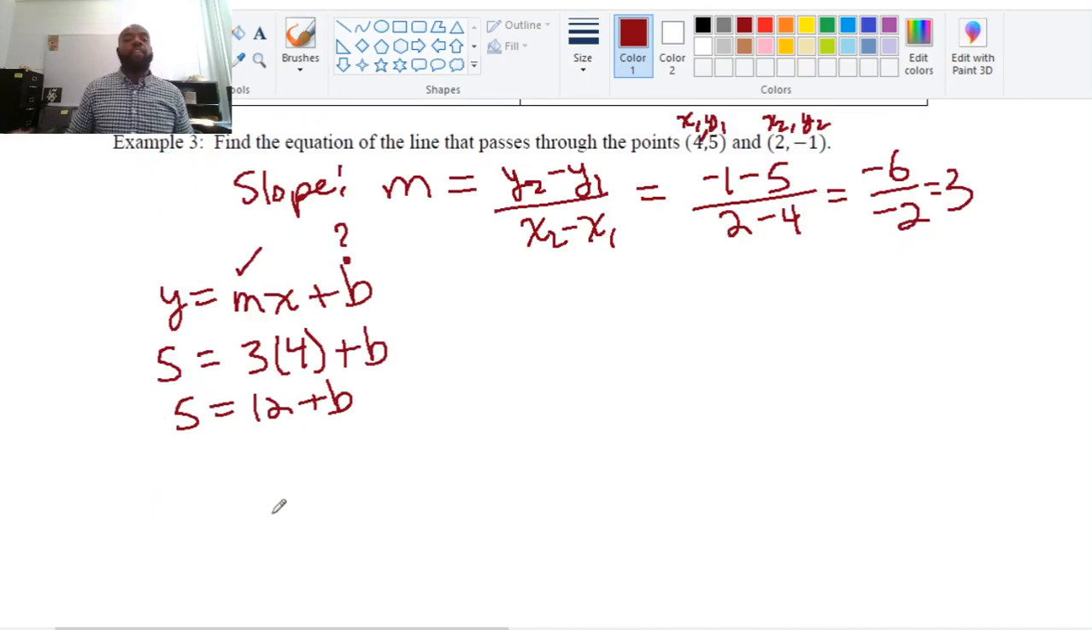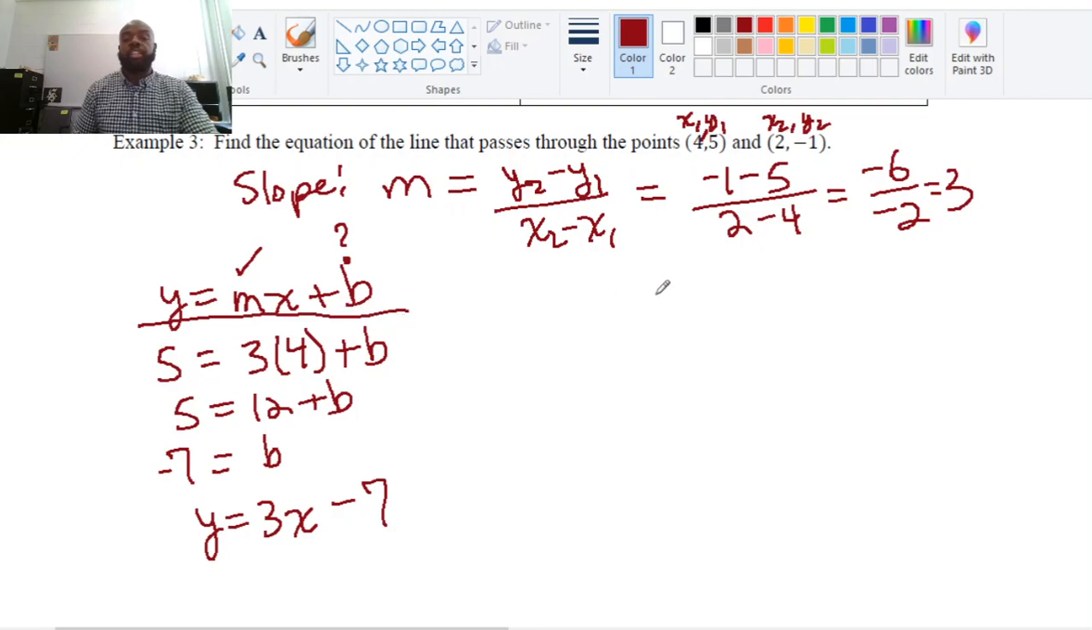12 plus b equals 5. I subtract 12 from both sides, and I get b equals -7. And so my equation of my line would be y equals 3x minus 7. All right, that's the way we can do this using this equation here, right?